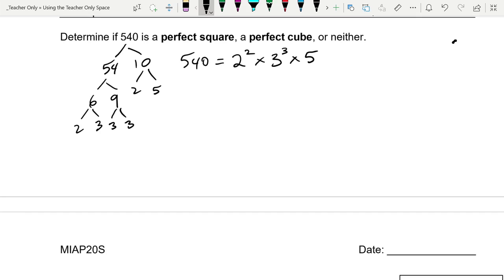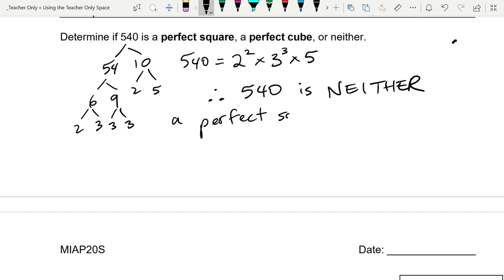What is your conclusion here? Is this a perfect square or a perfect cube or neither? What do you think? Any thoughts? Do we have a perfect square? Do we have a perfect cube? Or none of the above? 540 is neither a perfect square nor a perfect cube.